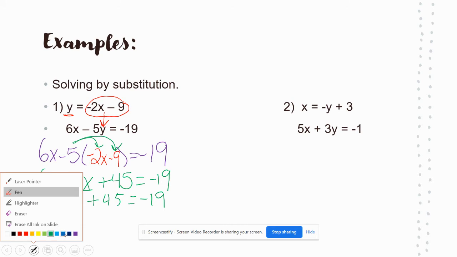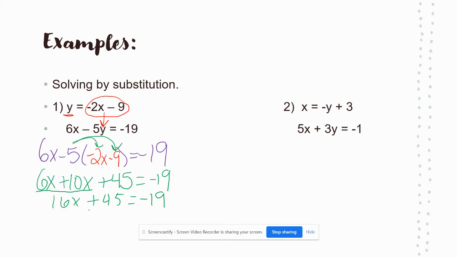Now we can work on getting x alone. So the opposite of adding 45 is subtracting 45 from both sides. We get 16x is equal to negative 64. The opposite of multiplying x by 16 is dividing by 16. And we get x is equal to negative 4.